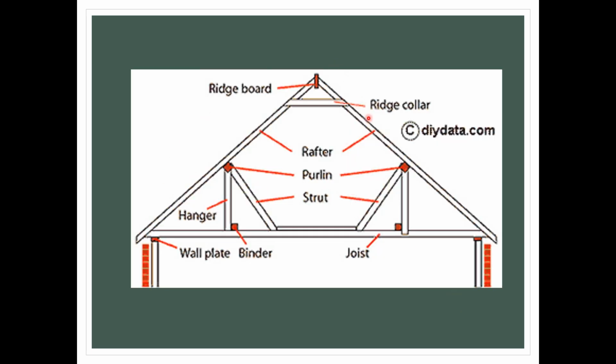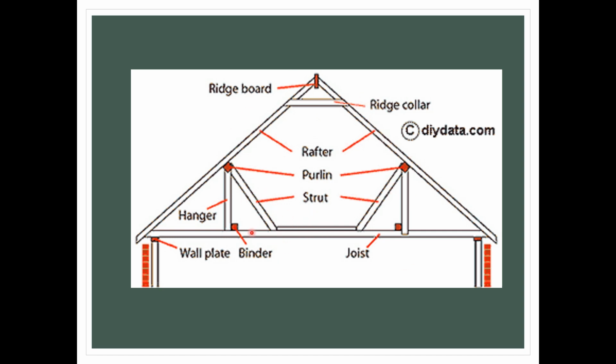So these are the diagrams of the structures. We know that this is the ridge board. This is a wall plate. As we saw previously, when we want to provide some additional extra room inside this roof, we put the ridge collar on the top here in order to provide some extra room.